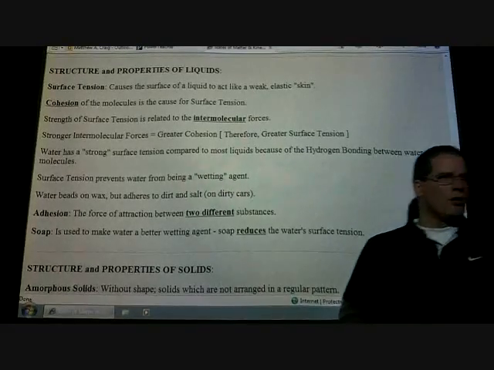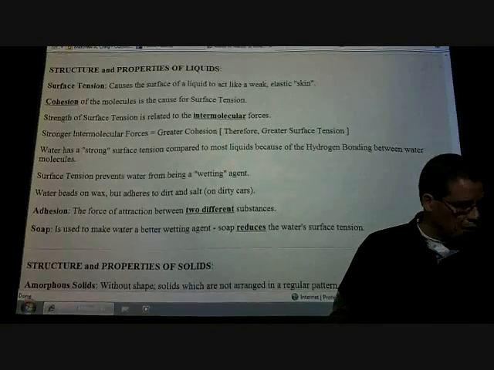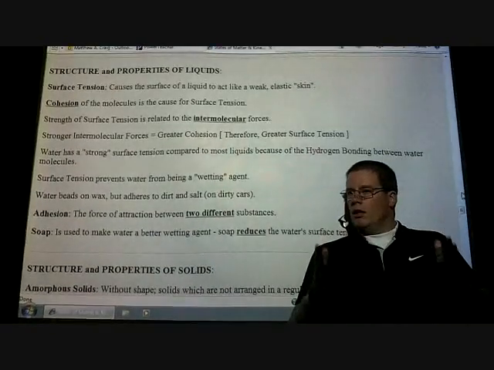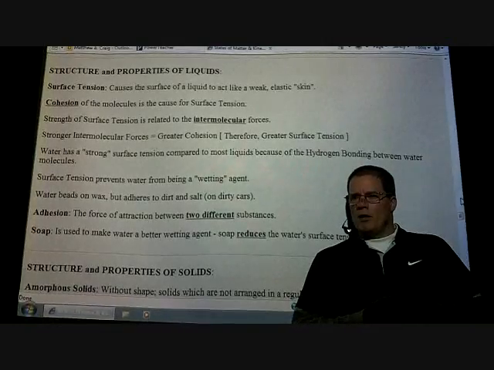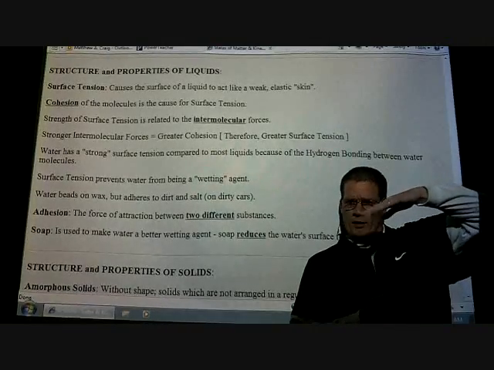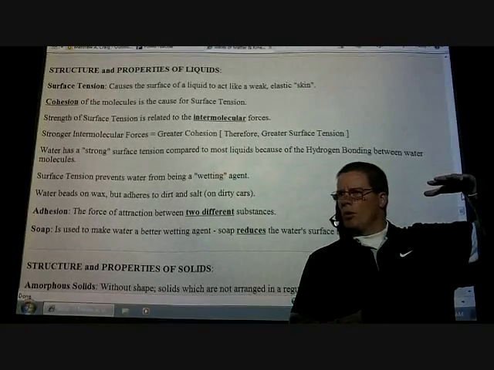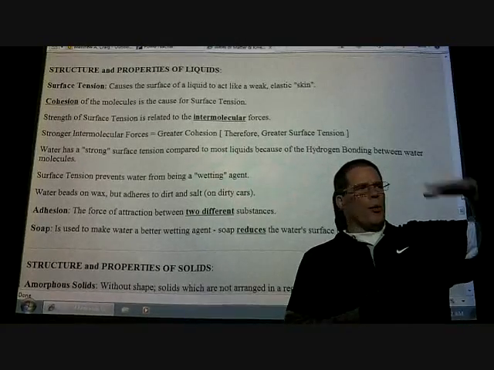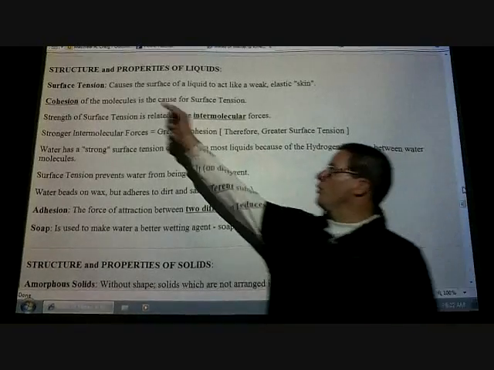Surface tension. When we talk about surface tension, you can think of it as the skin on a liquid. I haven't seen this very often, but water bugs, water spiders some people call them, actually walk on water. The reason they can do that is because water has a very strong surface tension.